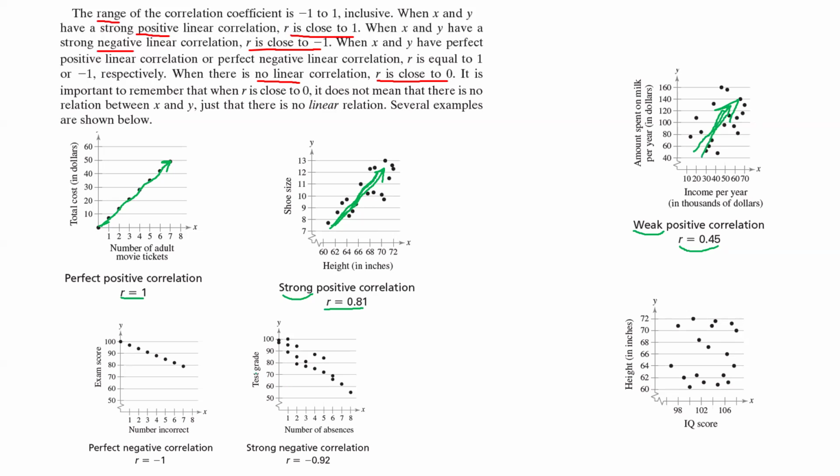And for these two, here you have a perfect negative correlation, or correlation coefficient is exactly -1. And here, again, we can recognize the pattern easily. You have a strong negative correlation, and R is -0.92. So different cases, different scenarios, you have different patterns and different values for your correlation coefficient.